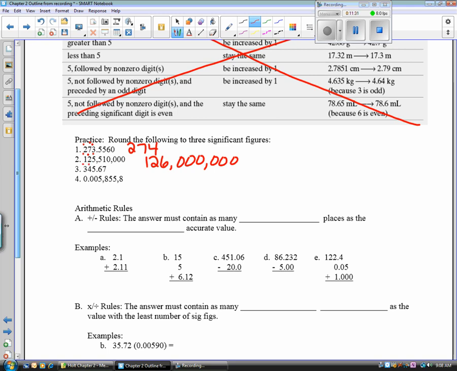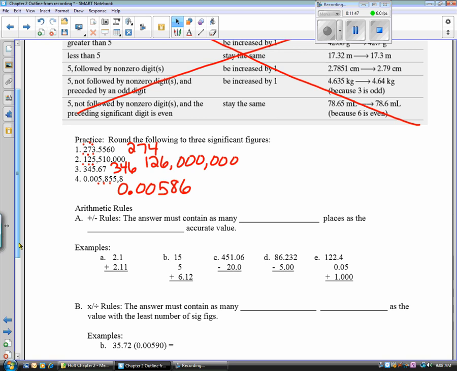For number 3, I need the first 3. So I'm going to do 346. And for number 4, the first 3 digits, so I'm going to do 0.00586. Okay? So those are all 3 significant figures, and that's how you round them.